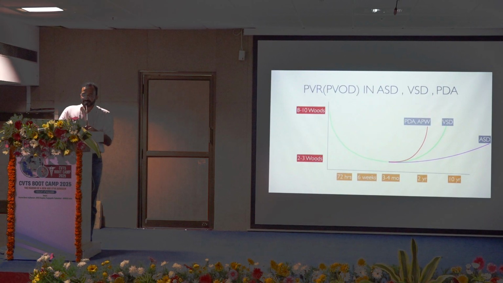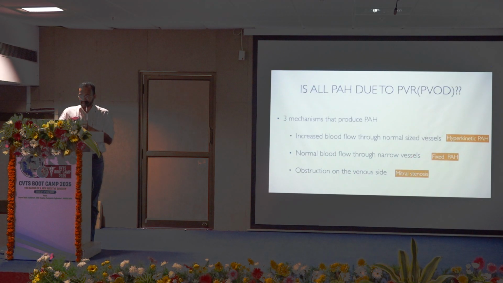And then what happens in cases of left-right shunts? After around 6 weeks to 3 months of remaining in a low PVR situation, the pulmonary vascular resistance again starts to rise. More prominent in great arterial lesions, and less in ASDs. So gradually the PVR starts to rise again.